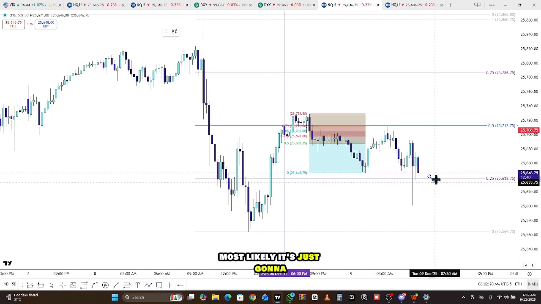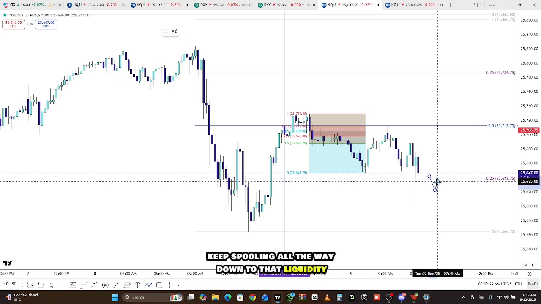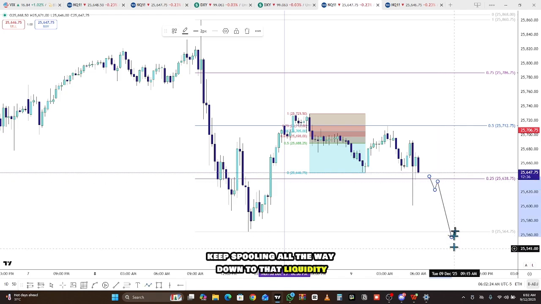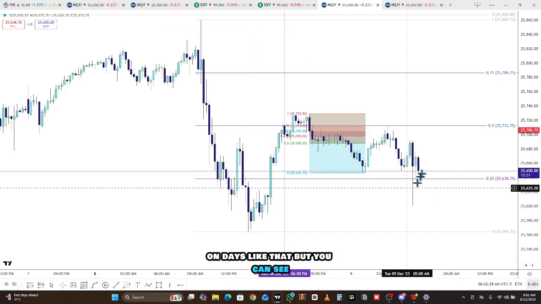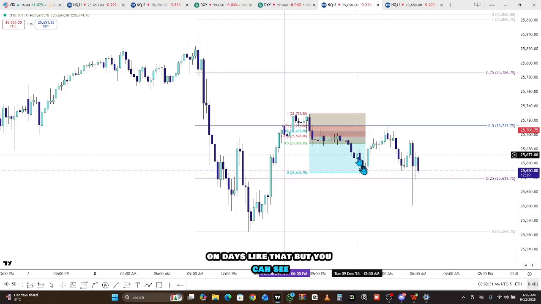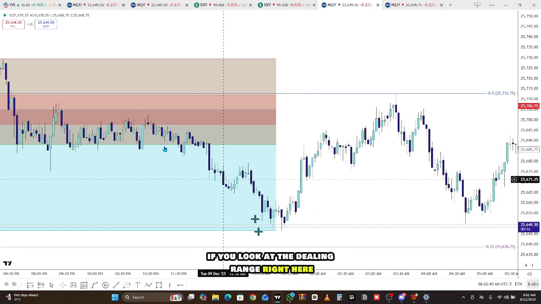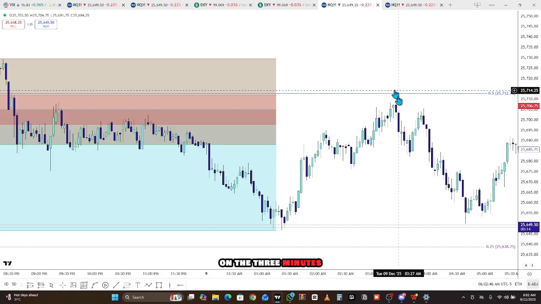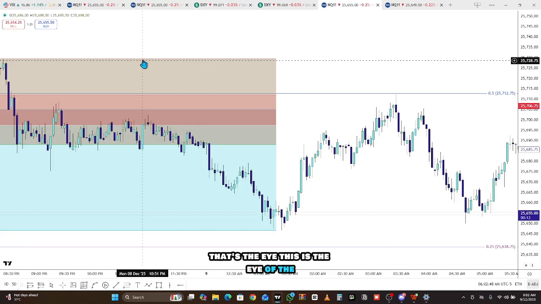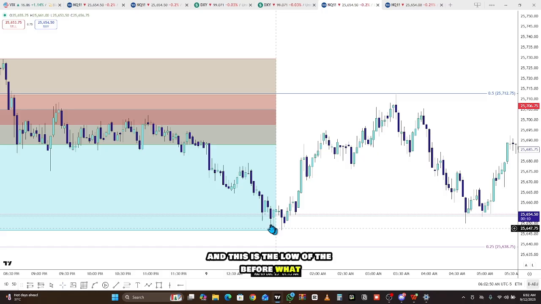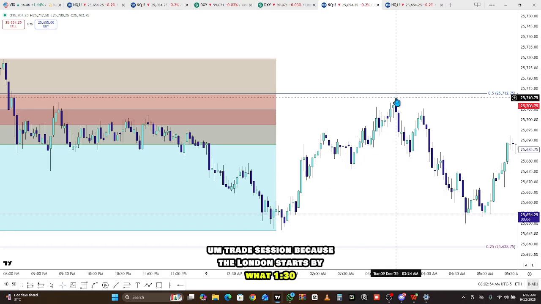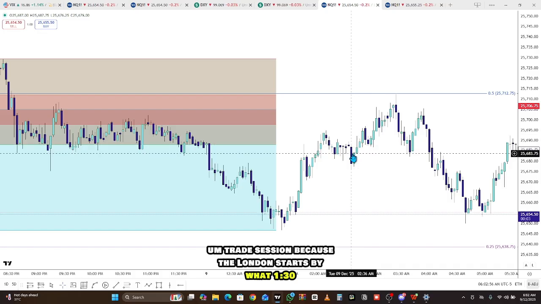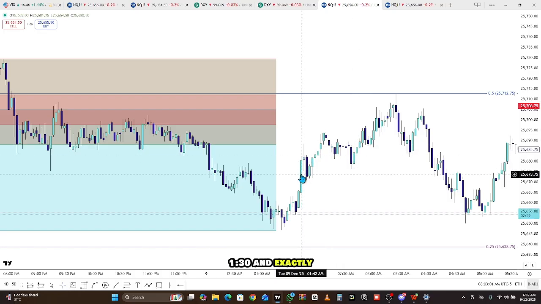Most likely it's just going to keep spooling all the way down to that liquidity right there, and that's literally what it's going to be on days like that. But you can see, if you look at the dealing range right here on the 3 minutes, this is the high of the, and this is the low of the London session trade session, because London starts by 1:30, exactly.